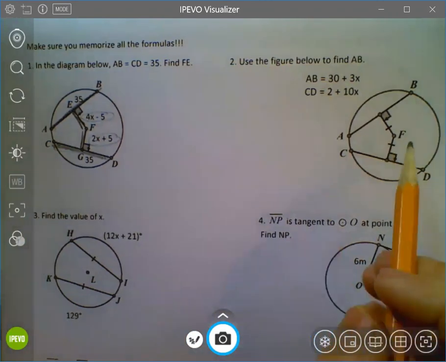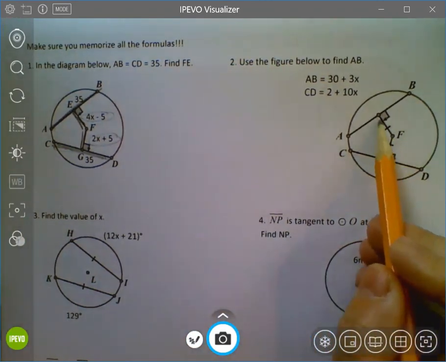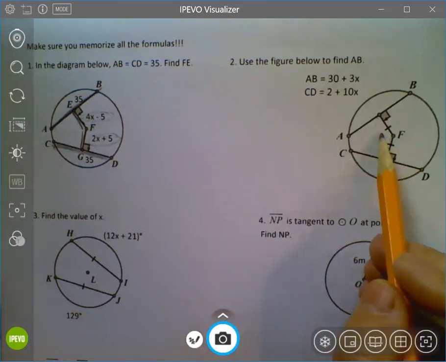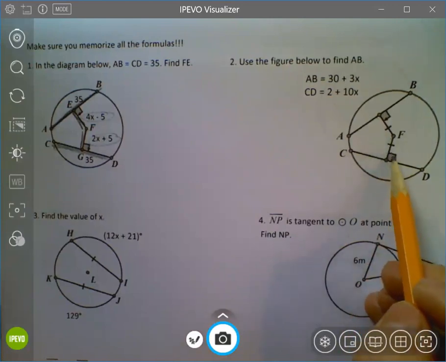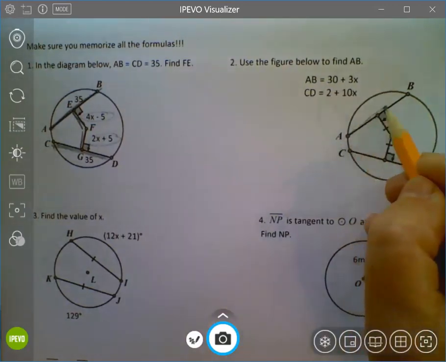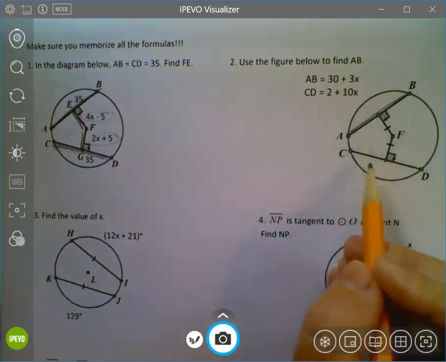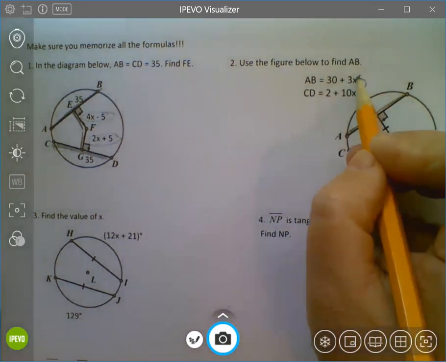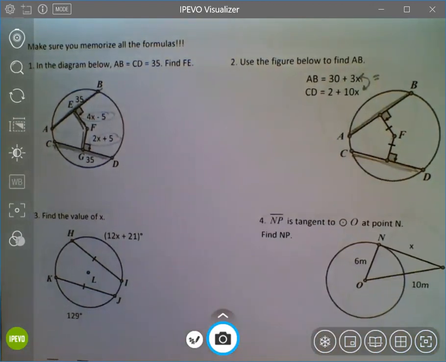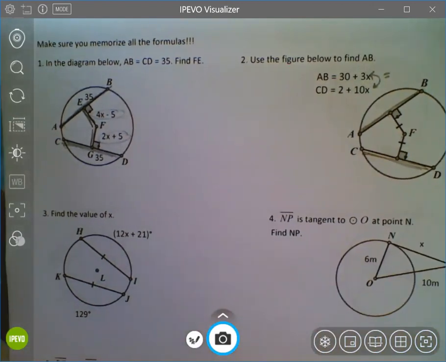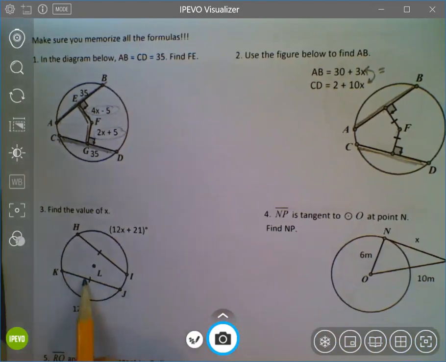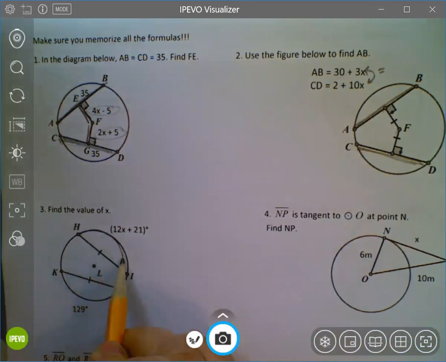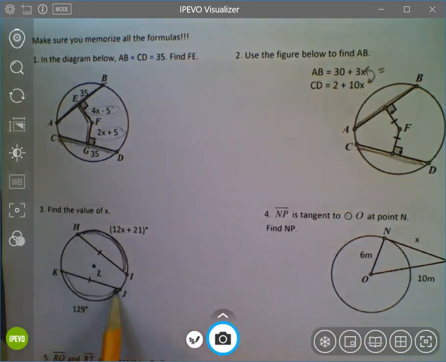In reverse, you can say the same thing. If two chords are the same distance from the center, so on number 2, these two little line segments are marked congruent, then that means that the chords themselves have to be congruent. And so we'll be able to set these two equal to each other. And by symmetry, we can also say if two chords are congruent, like on number 3, then their arcs have to be congruent because these are equivalent slices off of the circle.